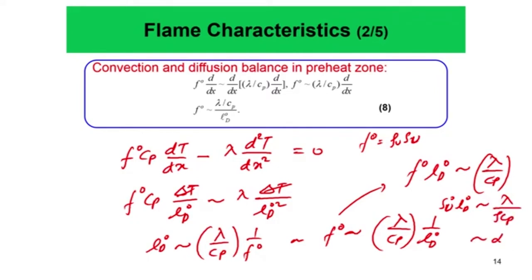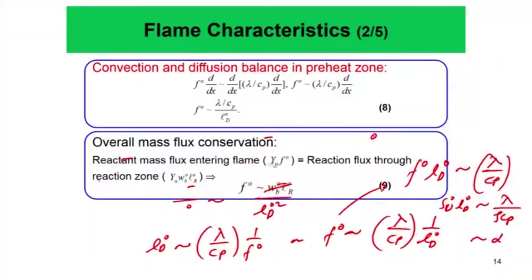So SU times LD0 is equal to a constant, which is the thermal diffusivity, and that arises just from the fact that in the preheat zone it is just a balance between convection and diffusion, and there is no reaction at that place. That is the consideration with which we can arrive at this. Now of course, whatever flux F0 goes in through this convective-diffusive zone must also be reacted.